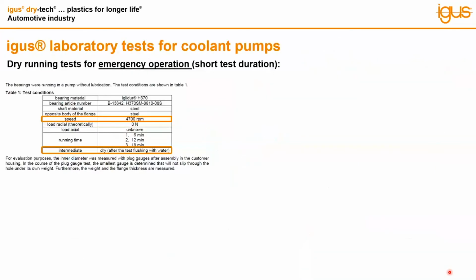And now what's really important is let's talk about some testing that we've done. So we talked about our test lab and we talked about how valuable it is to us. In this particular case, we actually did a test for a coolant pump application. And it was really critical that we ran the test dry. So you can see here, the speed is 4,700 RPM and it's running dry for 18 minutes. And this is after we flush the system with water.